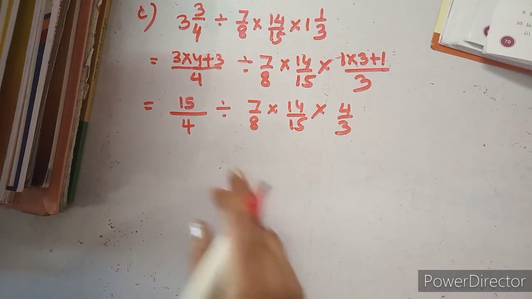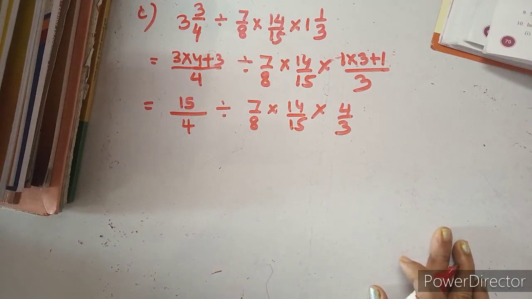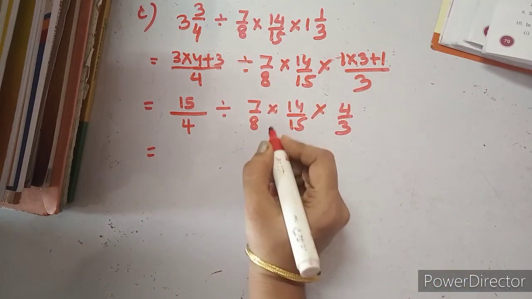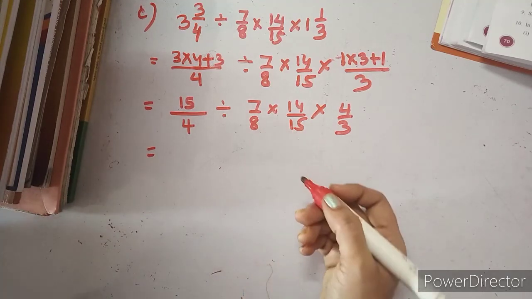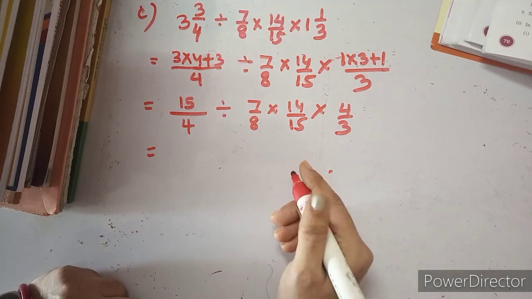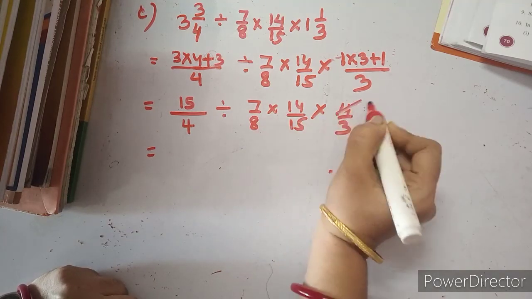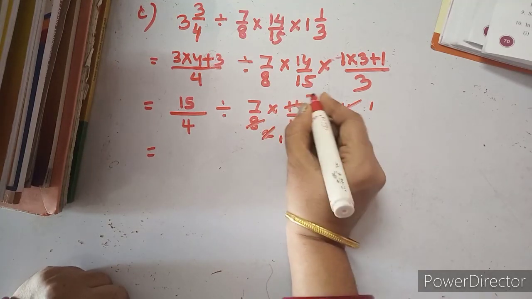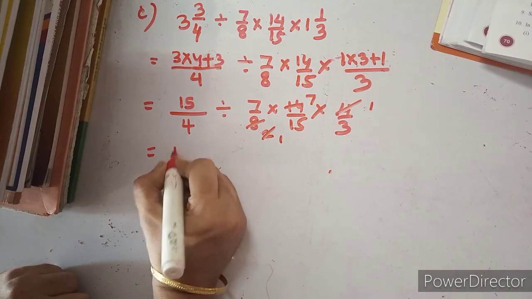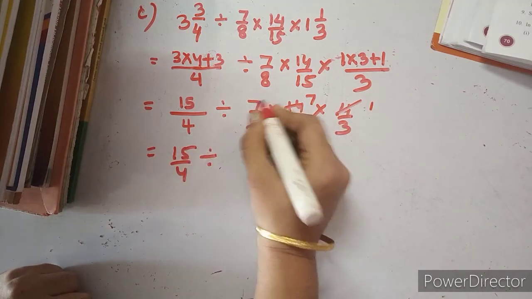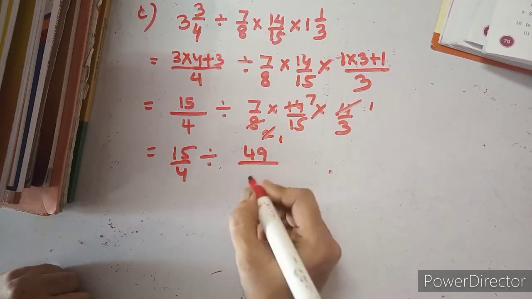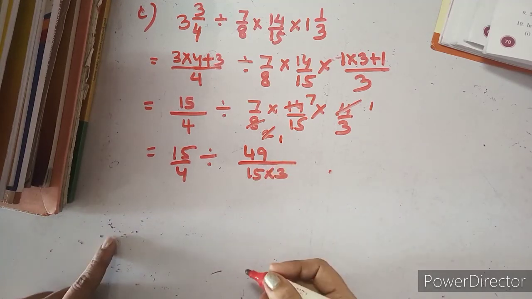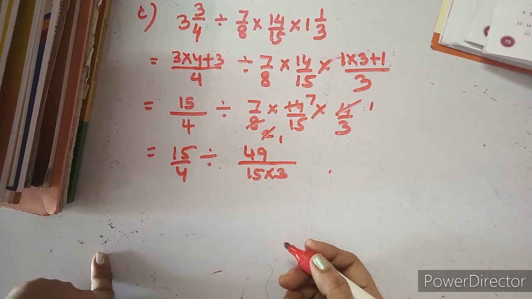So you can see that I have converted the mixed fraction into the improper fraction. Now let us go to this part. So here you can see that we can cancel out many numbers over here. So you can have this, that is 4 1s are 4, 4 2s are 8. Okay, then 2 1s are 2, 2 7s are 14. So you have here 7 into 7, 49, 49 upon 15 into 3. Okay, so the denominator and numerator are converted into their simplest form.